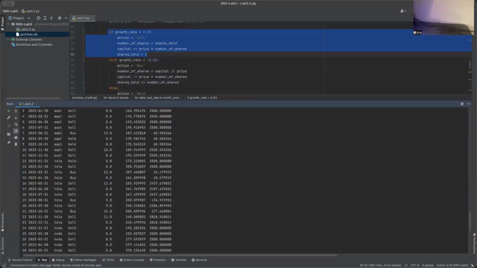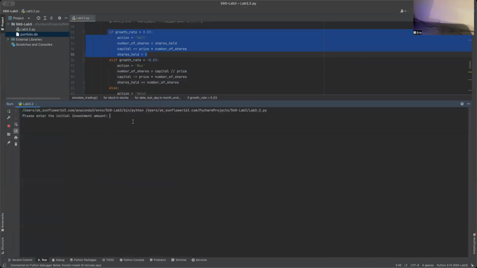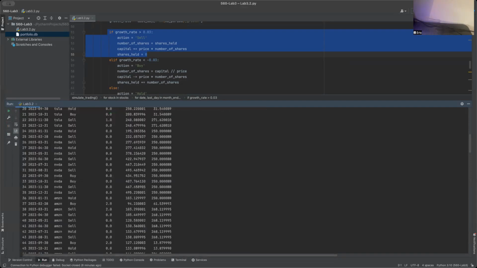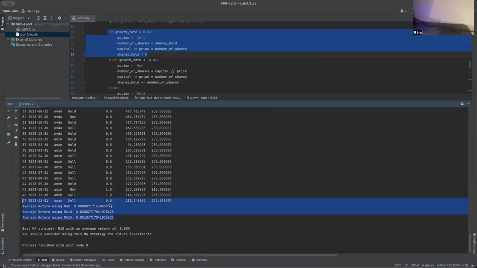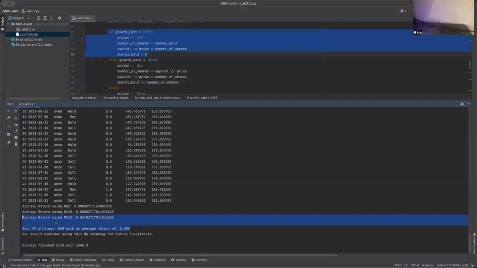So let's say if we invest, I don't know, 1,000. In this case, we can see the returns slightly change, but yeah, moving average 5 is still doing good. So in this case, we still pick moving average 5. The best strategy is just based on the stocks in the portfolio, based on the stock's price, etc. So it might change. The strategy might change.